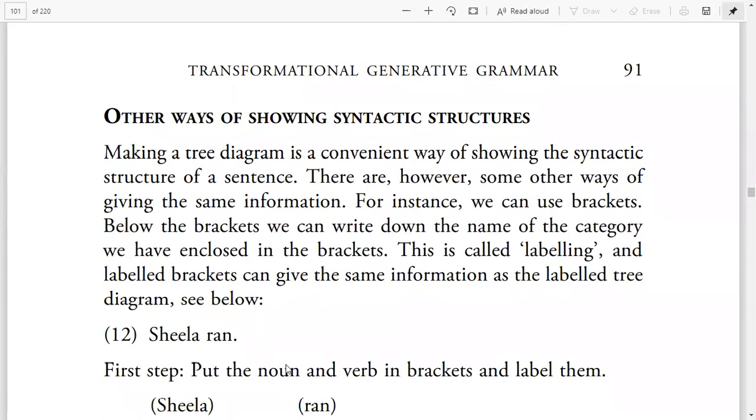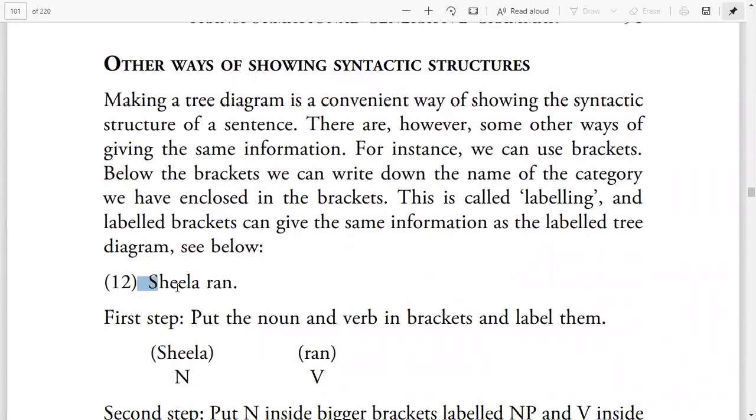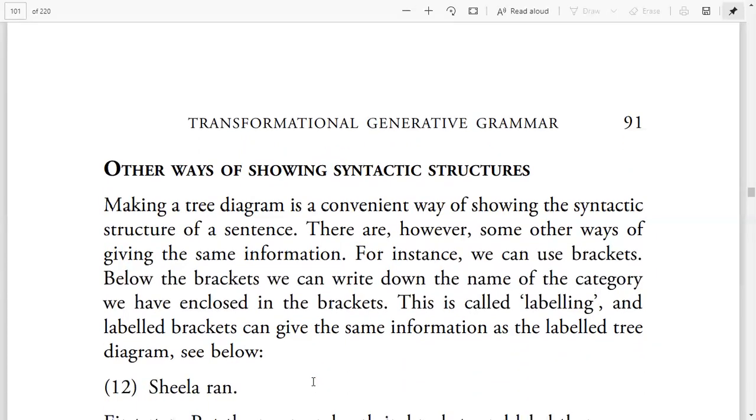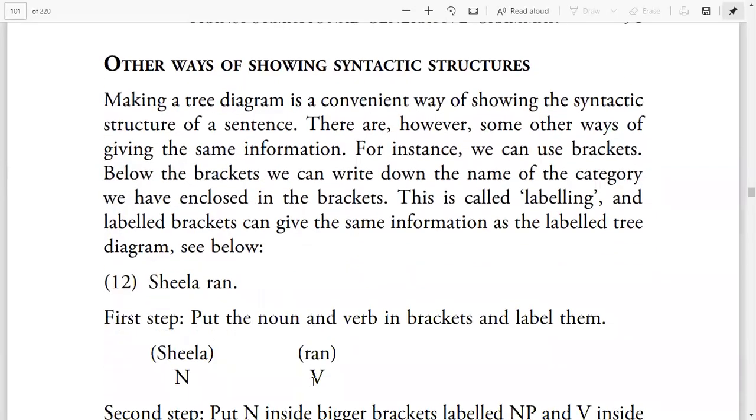So let's see the process. Here we have the sentence Sheila ran. You put Sheila inside this bracket and you named it noun, because this is a noun, whereas you enclose this word ran with this bracket and you wrote down V. That gives us N and V. If we had to draw a tree diagram, it would cover more space, but it would be easier like this, and it is okay. This labeling process is also okay, but only for very simple kernel sentences.